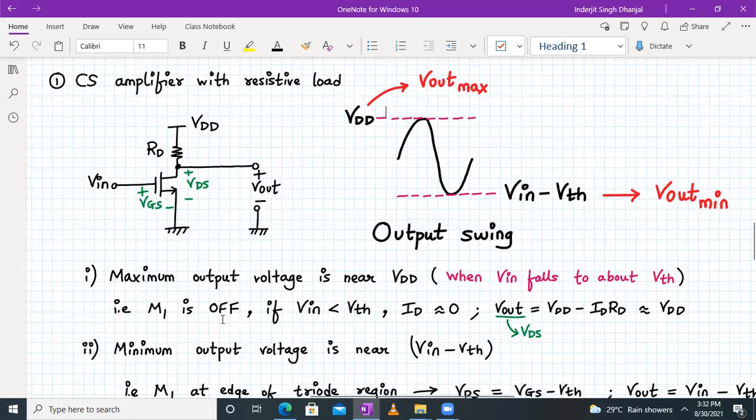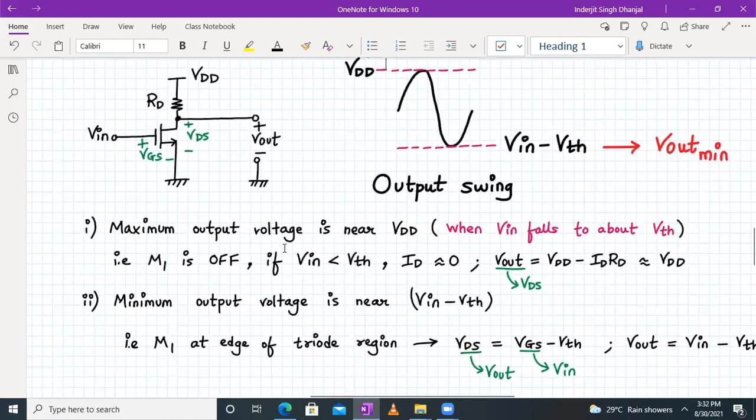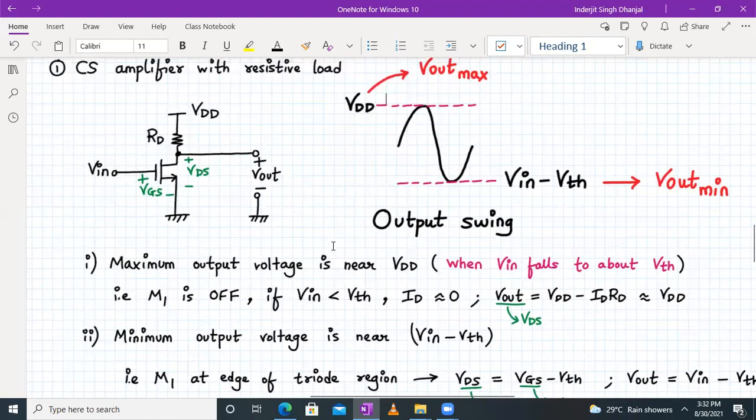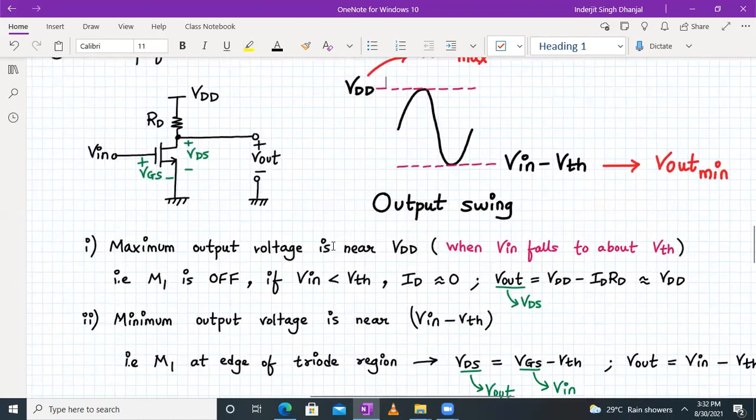So in summary, M1 is off if Vin is less than VTH, that means the current is 0. So Vout is given by VDD minus IDRD. ID is 0, so Vout will be equal to VDD. So the Vout maximum swing will be VDD. That is for sure. Let's calculate the minimum output voltage. Over here, the minimum output voltage is at Vin minus VTH. Let us prove that point, right?